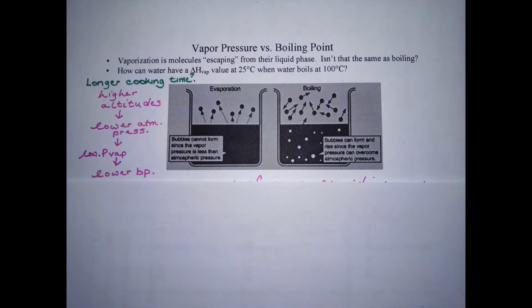The consequence of this is that instead of boiling your pasta at 100 degrees Celsius, now you're quote unquote boiling your pasta at 97 or 98 degrees Celsius. You're boiling it at a lower temperature. Therefore, you're going to have to extend the cooking time.